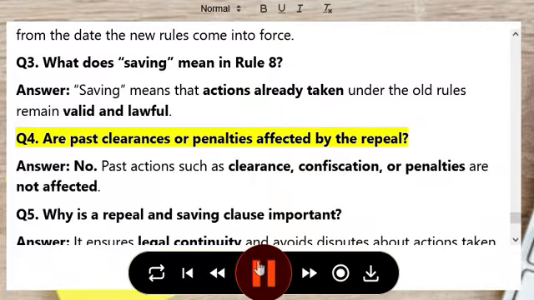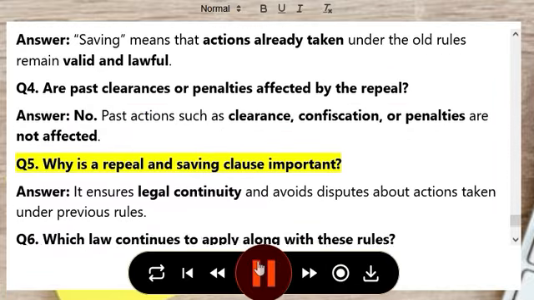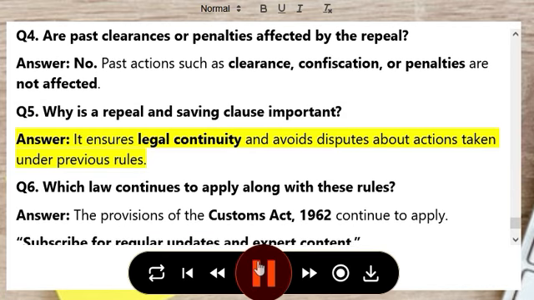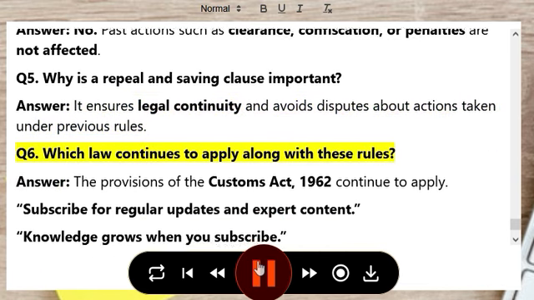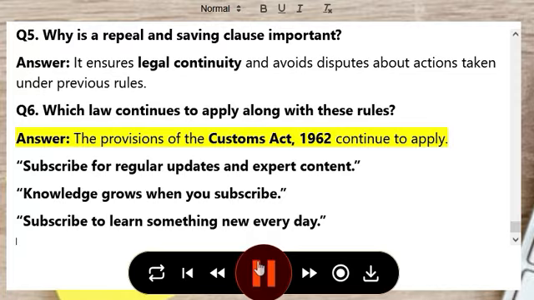Q4. Are past clearances or penalties affected by the repeal? Answer. No. Past actions such as clearance, confiscation, or penalties are not affected. Q5. Why is a repeal and saving clause important? Answer. It ensures legal continuity and avoids disputes about actions taken under previous rules. Q6. Which law continues to apply along with these rules? Answer. The provisions of the Customs Act 1962 continue to apply.